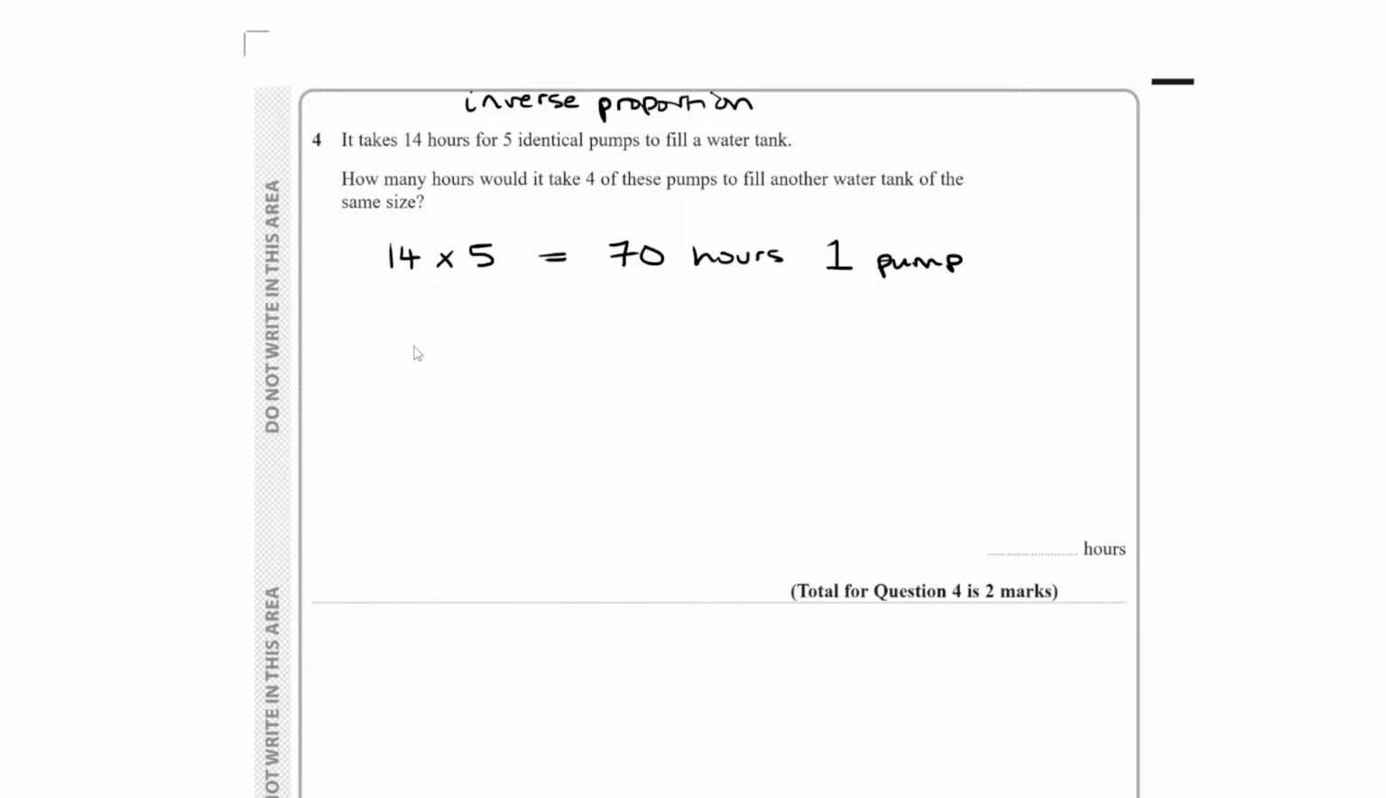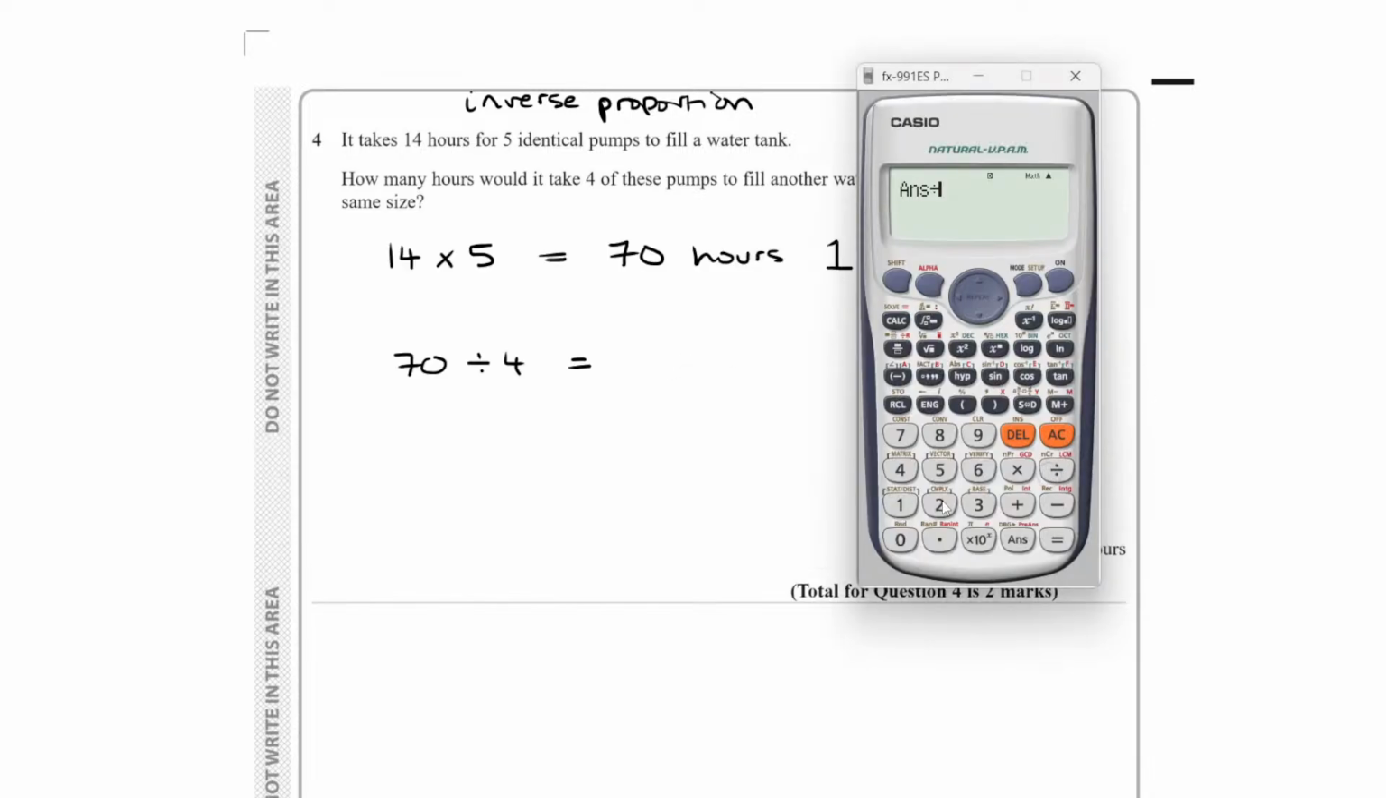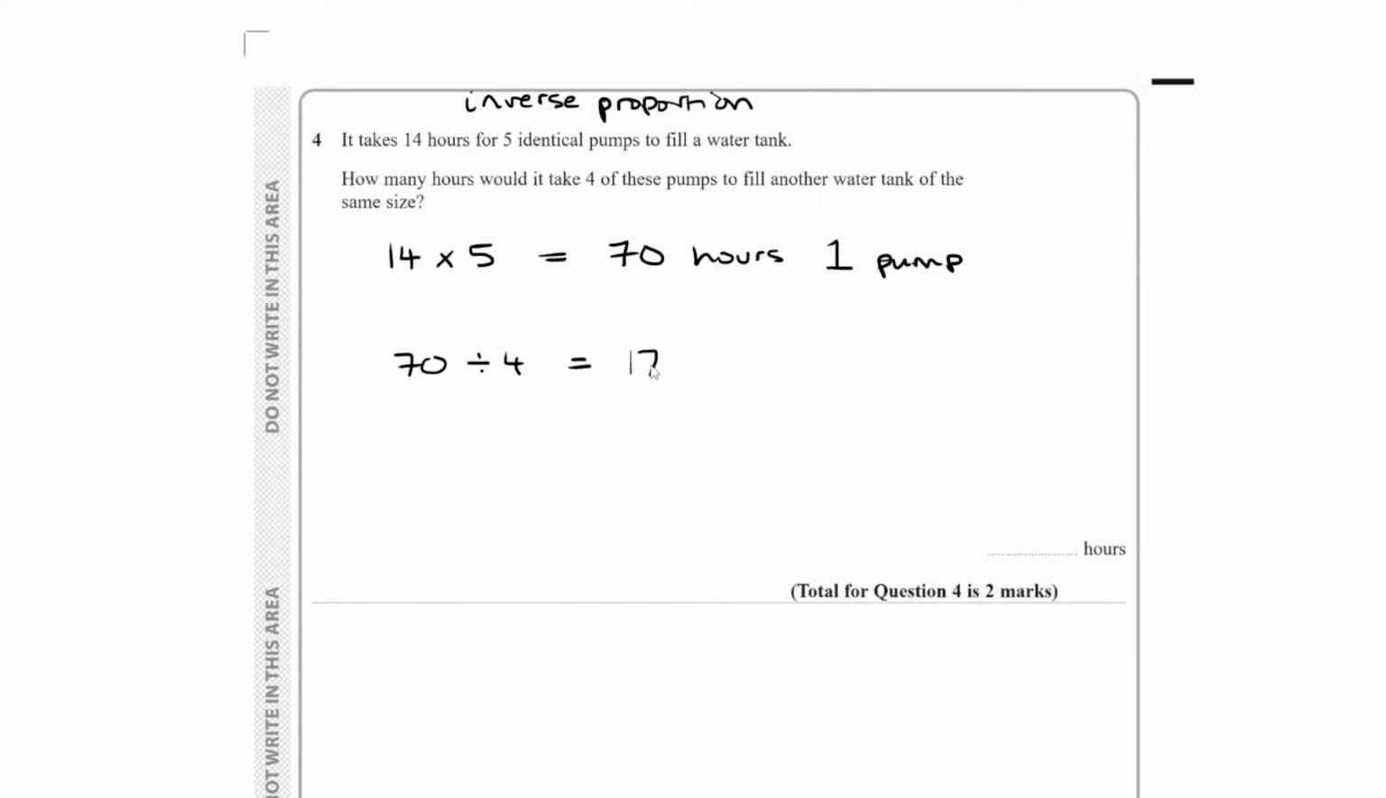So now you would divide. Because naturally now you want to multiply, but you actually do the opposite, you do the inverse. Now we divide 70 divided by 4, because it should be 4 times faster, so less time than just one pump. If we divide that, 70 divided by 4 gives us 17.5. Okay, that's for 4 pumps. That's your answer there. You can see it's 2 marks because effectively you've got 2 steps.